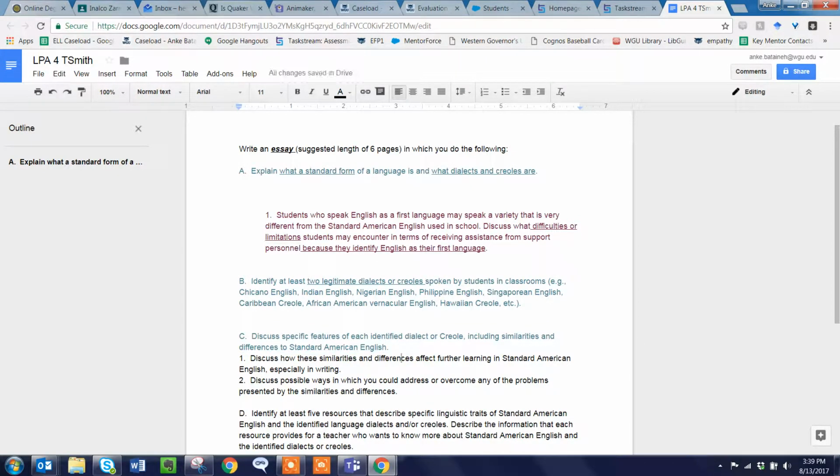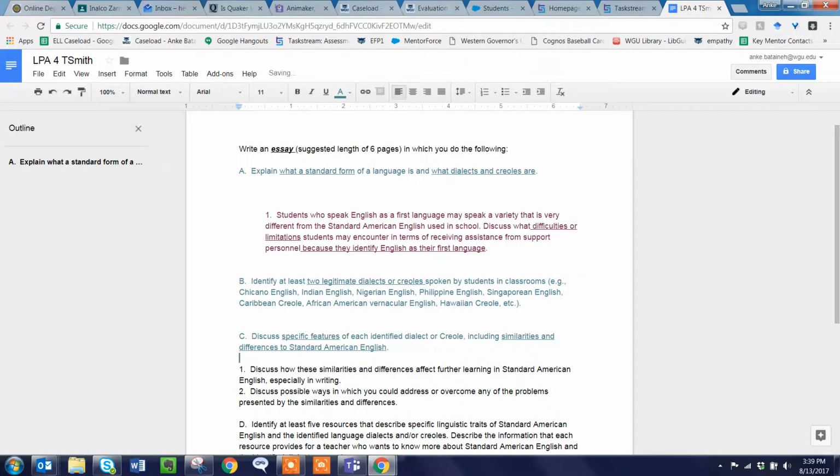Next one is C. So you're going to discuss the specific features of the 2 dialects that you have chosen, and then you want to make sure that you've covered similarities and differences to standard American English. So for example, if I was talking about African American Vernacular English, I'm never quite sure why this is not capitalized. It should be. It's a mistake, I think. That is also a form of American English, right?